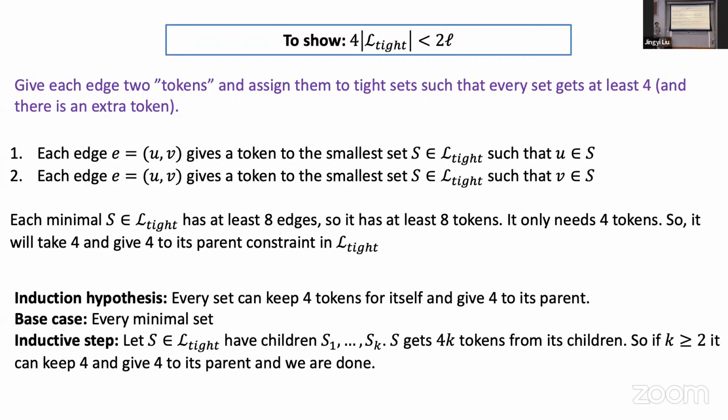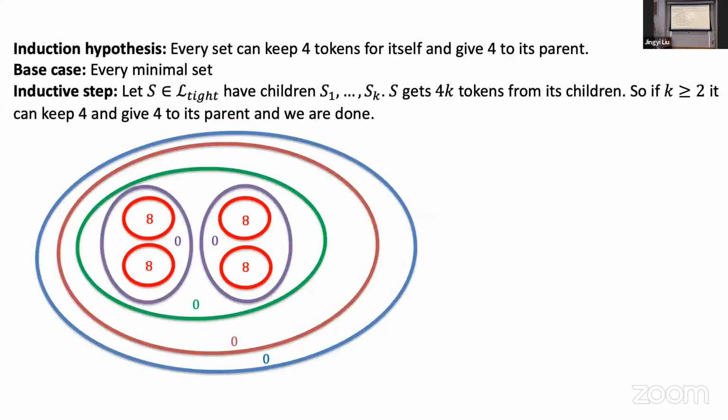And now let's do the inductive step. Okay, so let S in this laminar family have some children S1 through Sk. S is going to get 4k tokens from its children inductively. So if k is at least 2, we're actually done. Because you're going to get at least 8 tokens, you can keep 4 and keep giving 4 to your parent and keep going. So let's show this in a picture, right? We start at the bottom, we have 8 tokens for every minimal set. We can give 4 to our parent, and so on and so forth, but we get stuck when a set only has 1 child.